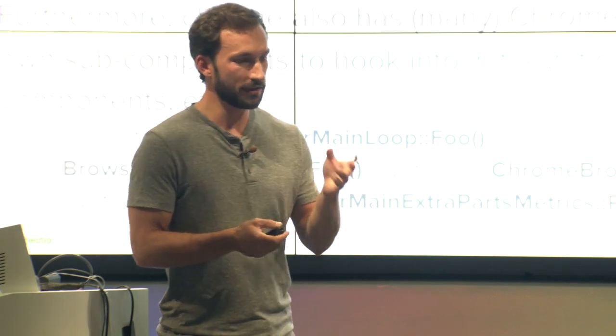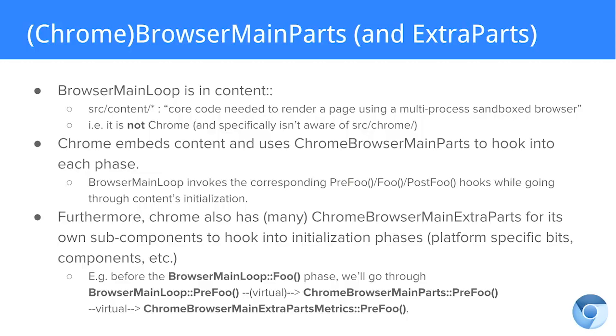All right, so yesterday in Jamstock, we learned, so if you noticed, all of the steps there were browser main loop. Browser main loop is the core content bit that does all of these phases. If we remember from John's talk, content is source/content, the core code needed to render a page using a multiprocess sandbox browser. Specifically, it is not Chrome. It is not aware of source/Chrome. So things like profiles and extensions are Chrome concepts. So how does content initialization manage to initialize Chrome concepts if it doesn't know about them?